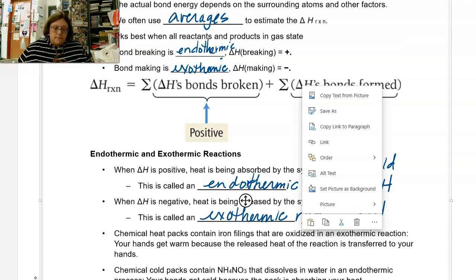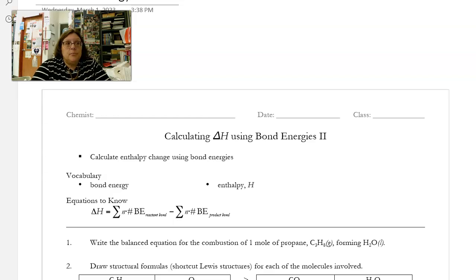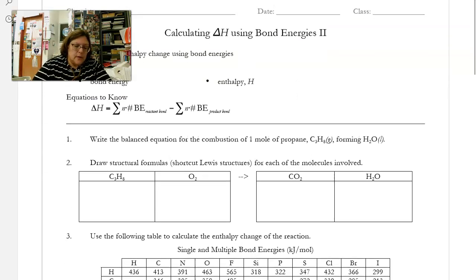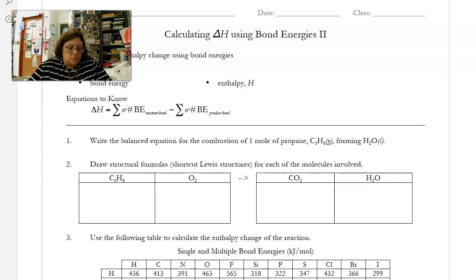Let us get down to the meat of the situation. Take a look at the handout for today, Calculating Enthalpy Change Using Bond Energies 2. What we're going to do is practice drawing some chemical formulas and calculating those bond energies. The first thing we need to do is write the balanced equation for the combustion of propane. Propane is C3H8. Combustion means it's burning with oxygen.